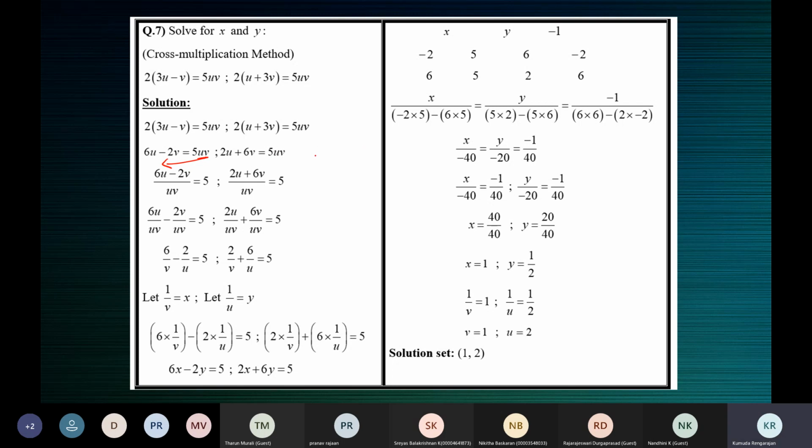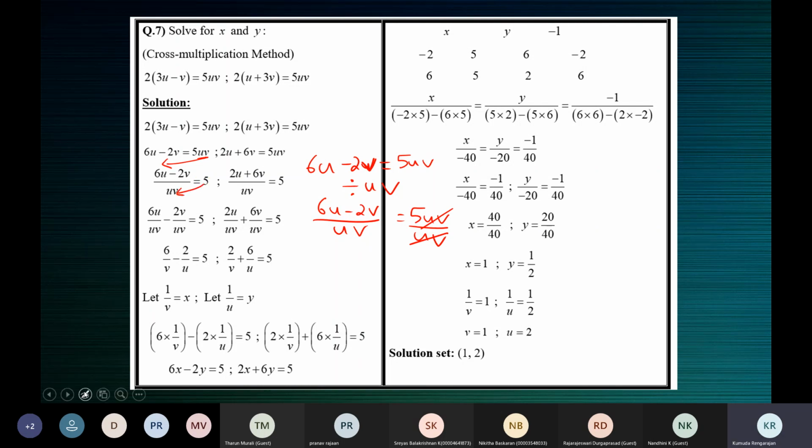Otherwise, children, do not read the slide fully. Follow what I'm saying. This is the equation we have, right? 6u minus 2v is equal to 5uv. You can also say dividing by uv throughout. So what will you get? (6u minus 2v) by uv is equal to 5uv by uv. So this uv and uv will get cancelled. That's what I said, this uv comes down for division.